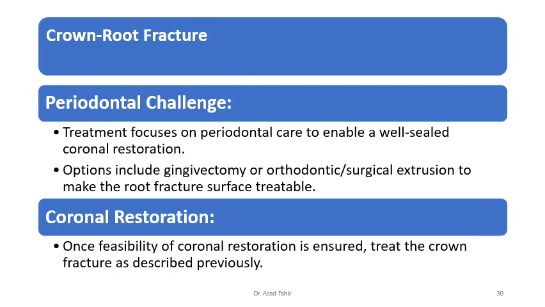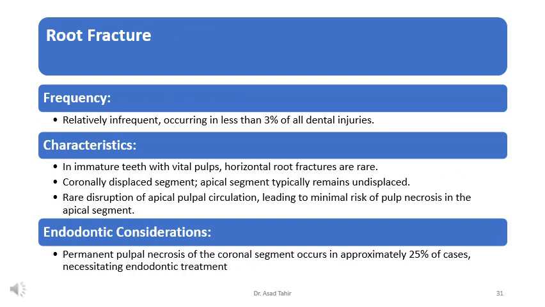Coronal restoration. Once feasibility of coronal restoration is ensured, treat the crown fracture as described previously. Root fracture. Frequency: relatively infrequent, occurring in less than 3% of all dental injuries. Characteristics: in immature teeth with vital pulps, horizontal root fractures are rare. Coronally displaced segment, apical segment typically remains undisplaced. Rare disruption of apical pulpal circulation, leading to minimal risk of pulp necrosis in the apical segment.